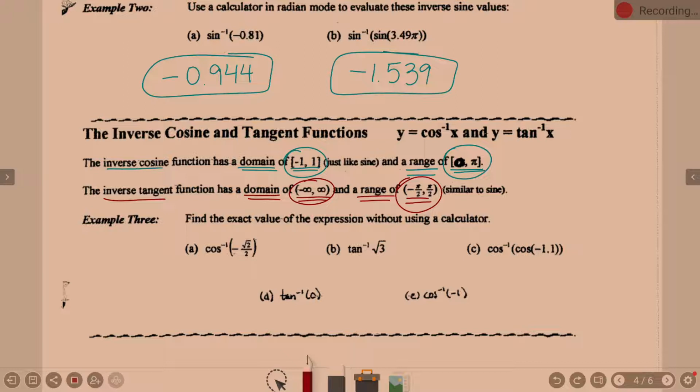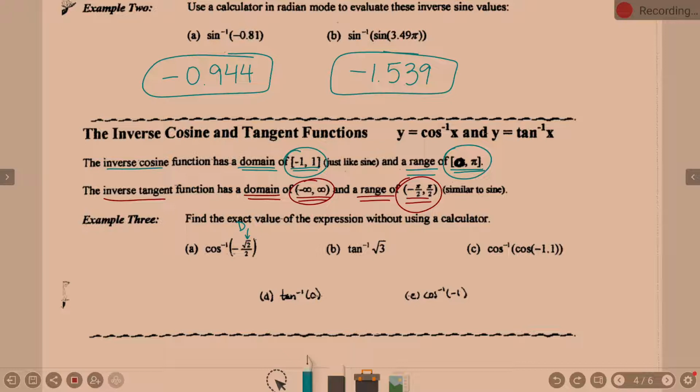First of all, kind of like yesterday, I would suggest we check the domain. Always keep that in the back of your mind. Is that a good domain value for cosine inverse? The domain is -1 to +1, and it's -√2/2 in that area. I would say yes, because I know the square root of 2 is about 1.4, and half of 1.4 is going to be about 0.7 negative. So my domain works.